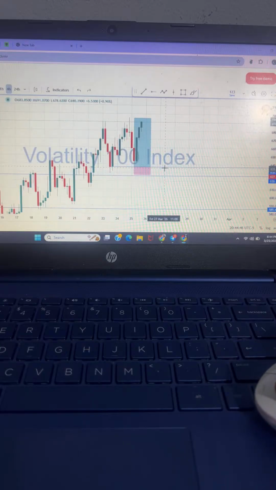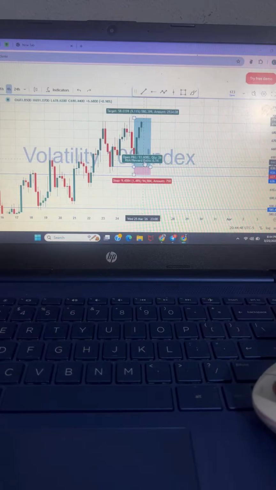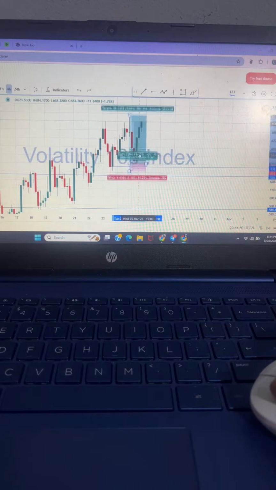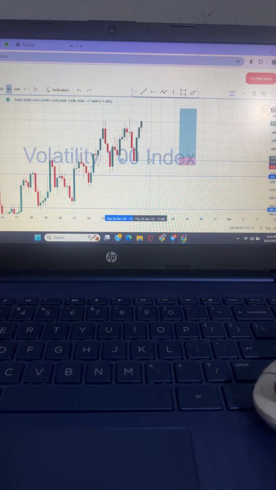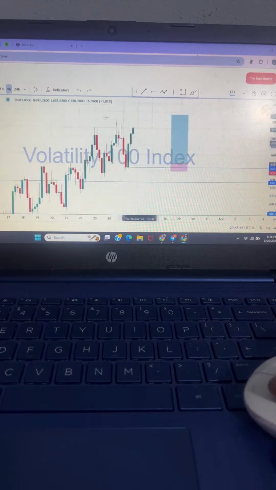So now I'm going to take my interest off this zone. And if price breaks structure up here, I'm gonna start to target this zone. If price breaks this right here.